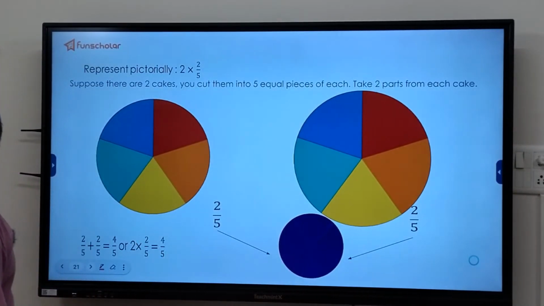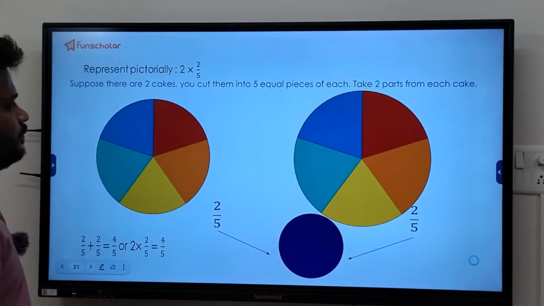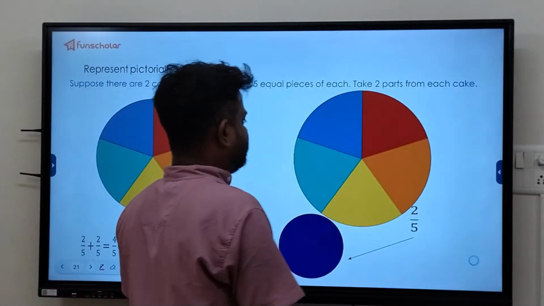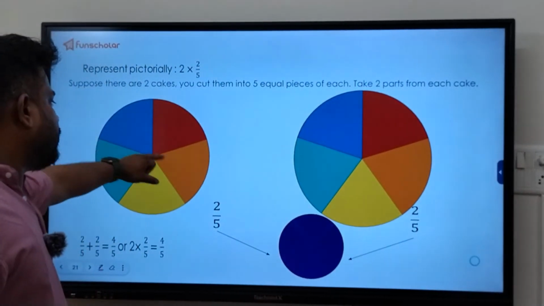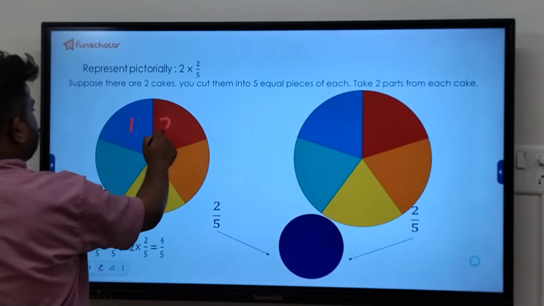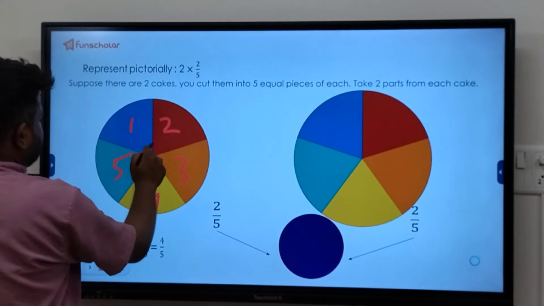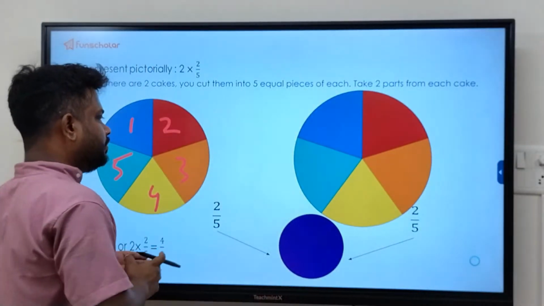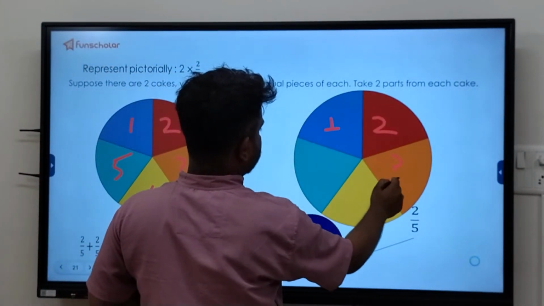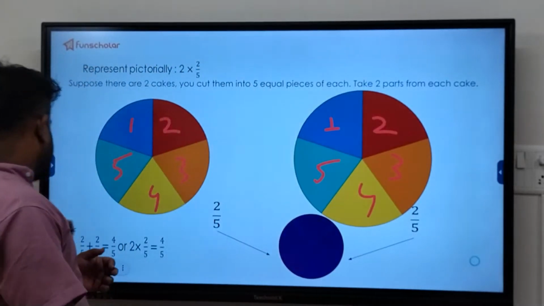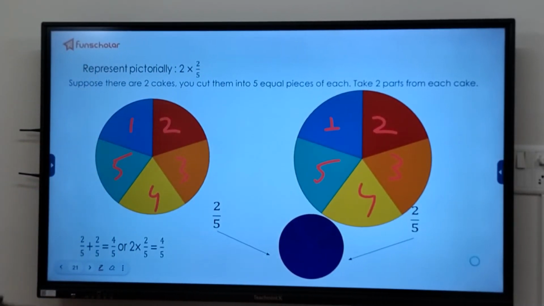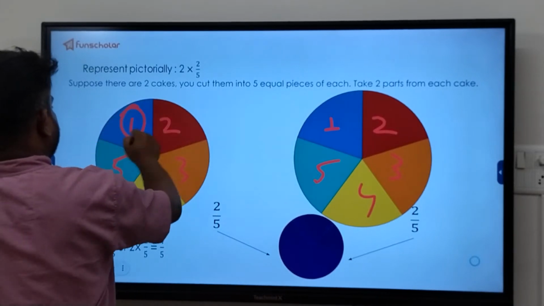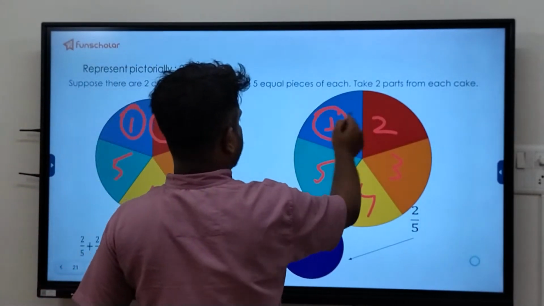Next one. Represent pictorially 2 into 2 to the power 5. Suppose there are 2 cakes. You cut them into 5 equal pieces each. Take 2 parts from each cake. Okay, so we can just draw it like this, 1, 2, 3, 4, 5. The first cake is cut into 5 parts, and the next cake is also cut into 5 parts. Okay, so we can take these 2 parts, and we can also take these 2 parts.